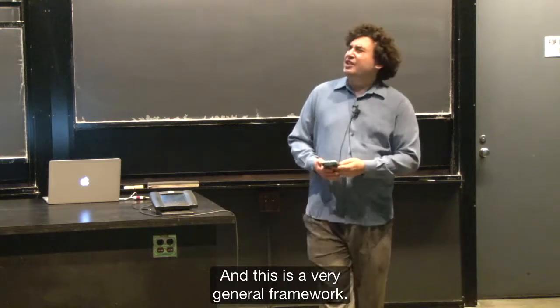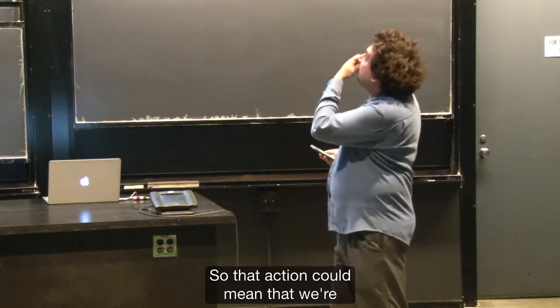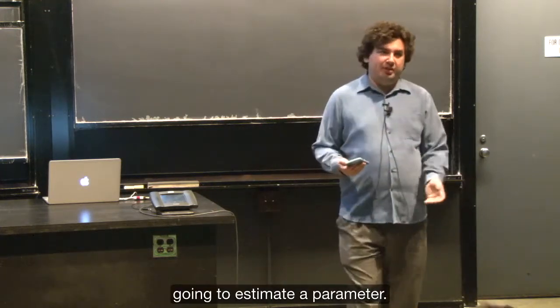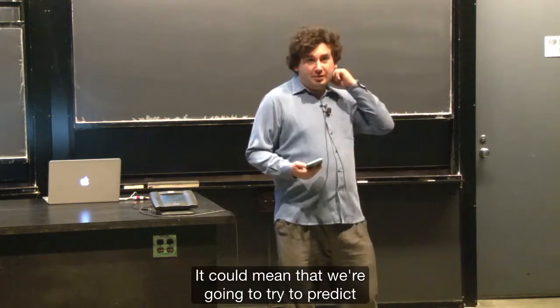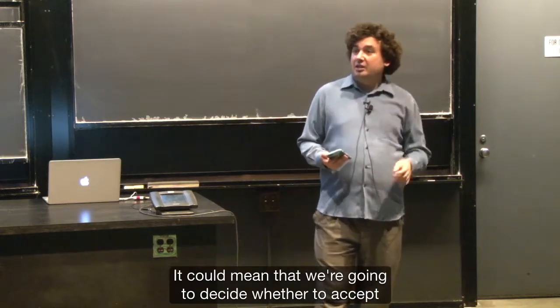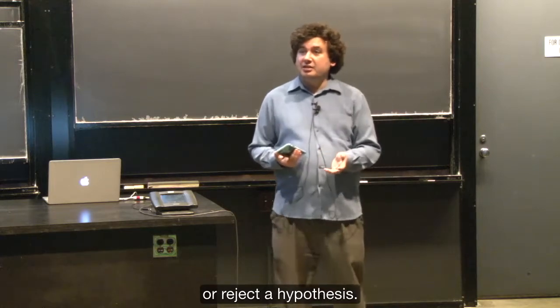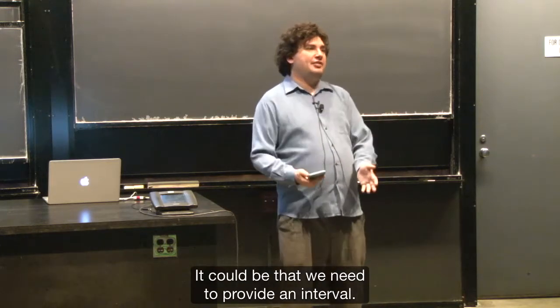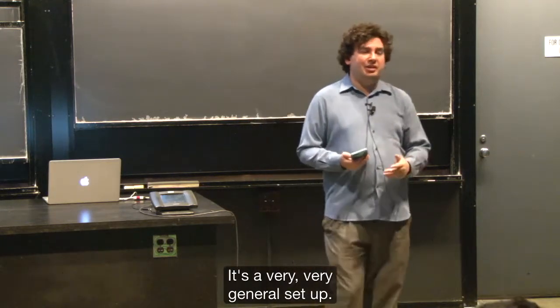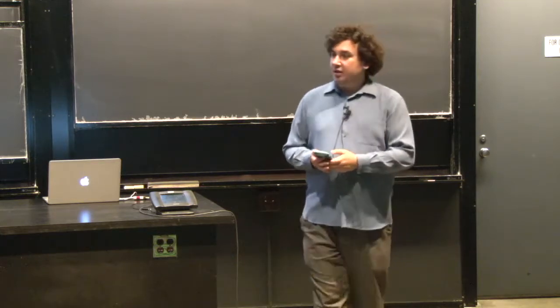And this is a very general framework. So that action could mean that we're going to estimate a parameter. It could mean that we're going to try to predict a future observation. Could mean that we're going to decide whether to accept or reject a hypothesis. Could be that we need to provide an interval. It's a very, very general setup.